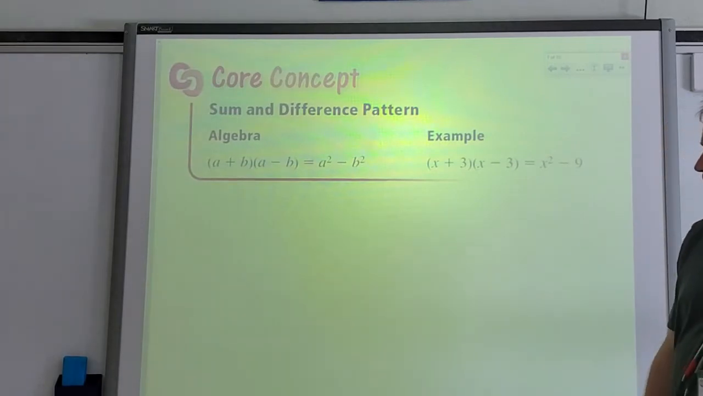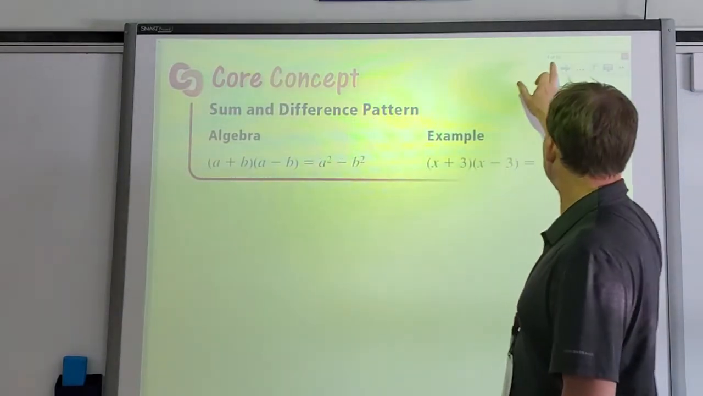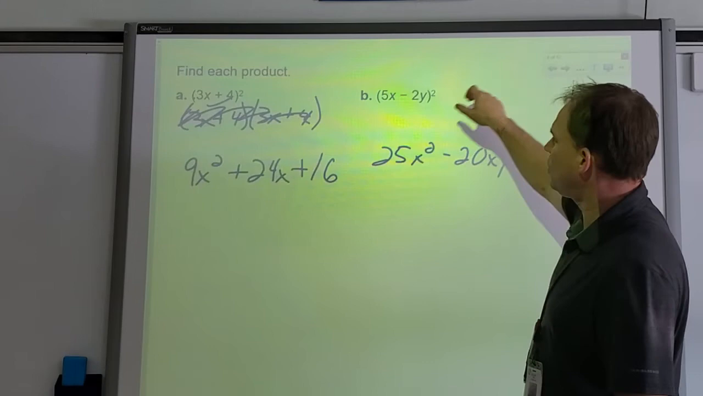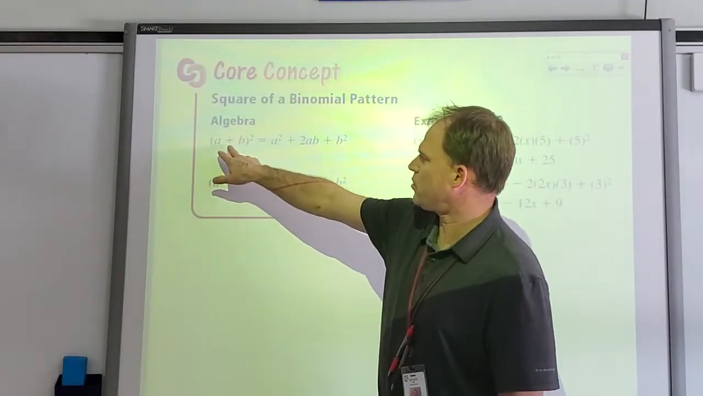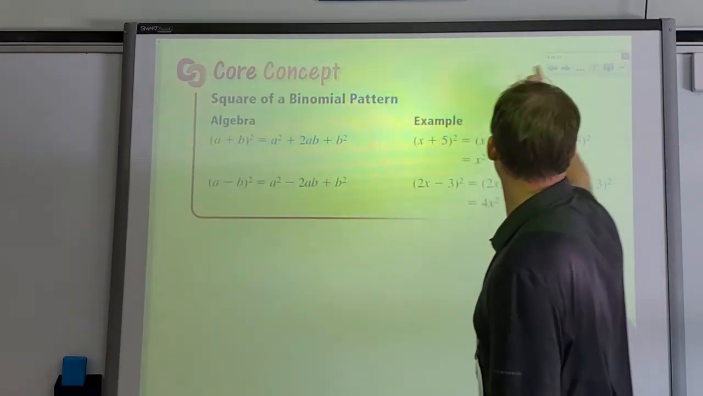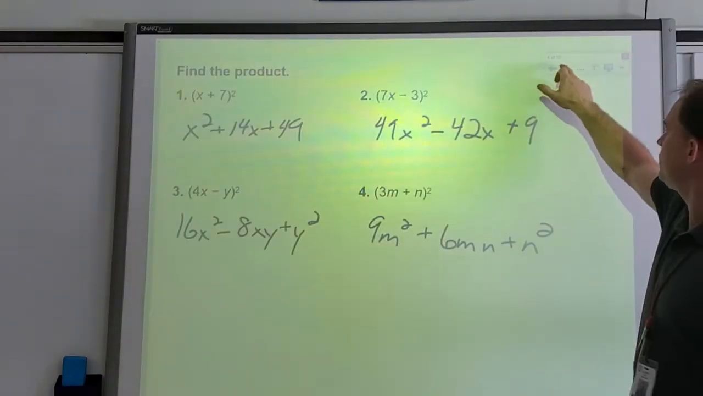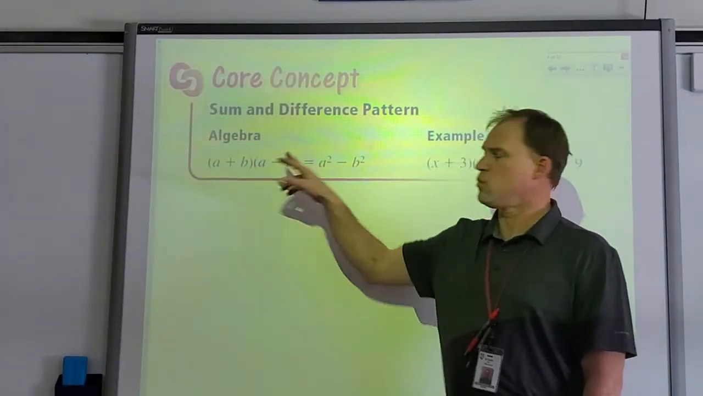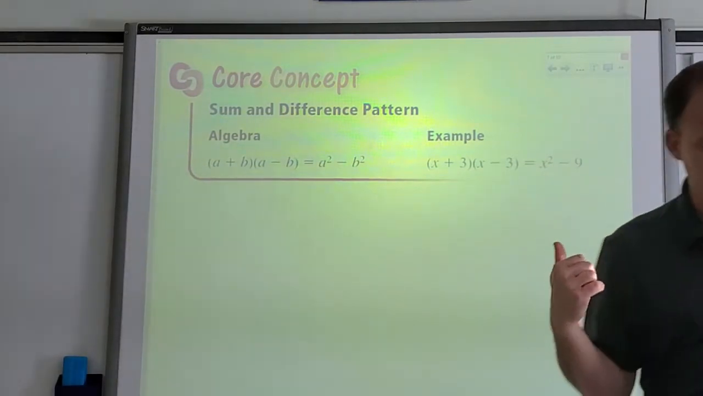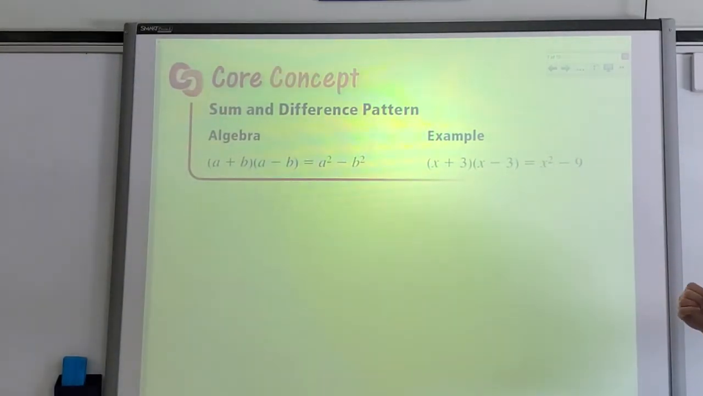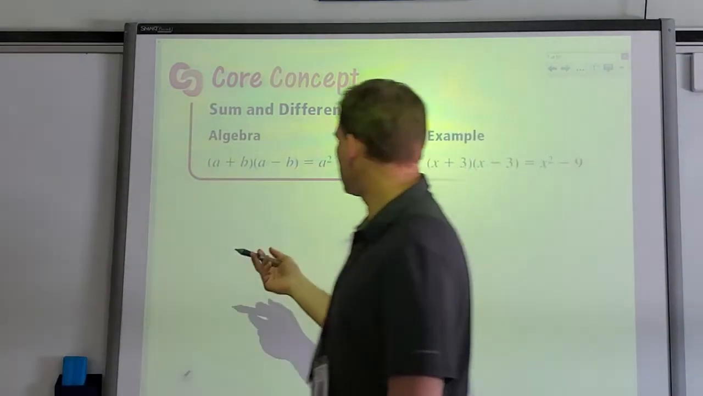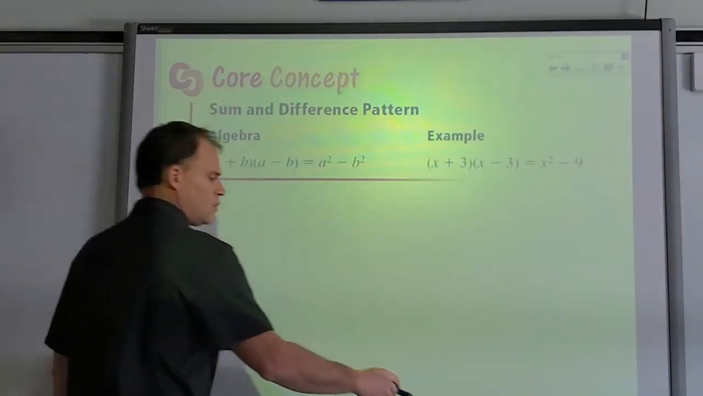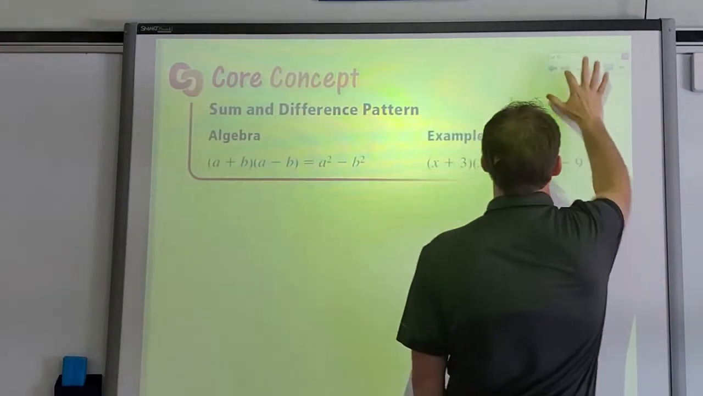There's another pattern. All right, this one's called sum and difference. So this pattern here was called square of a binomial. So you took the same thing. So they were both plus or they were both minus. On this one, we got 1 plus and 1 minus. This one is going to show up a lot in your future, even more than the other one. So let's talk about this one with some real numbers here.